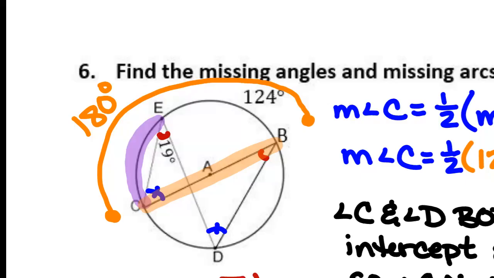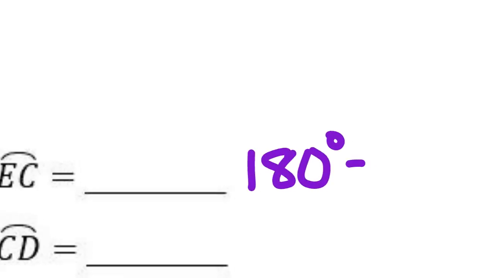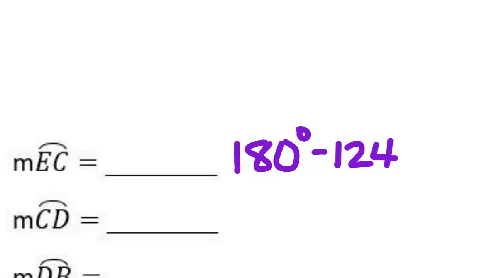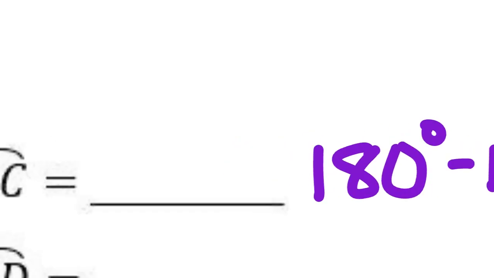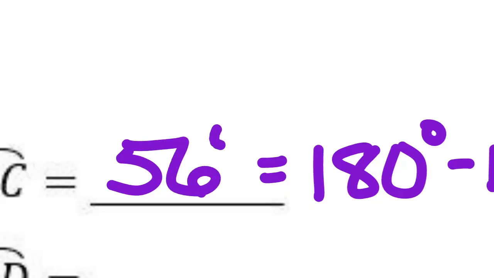Now that we have that on there, do you guys see a way that I could find arc CE? Yes, we're going to do 180 minus 124. What is 180 minus 124? 56. So arc EC is 56 degrees.